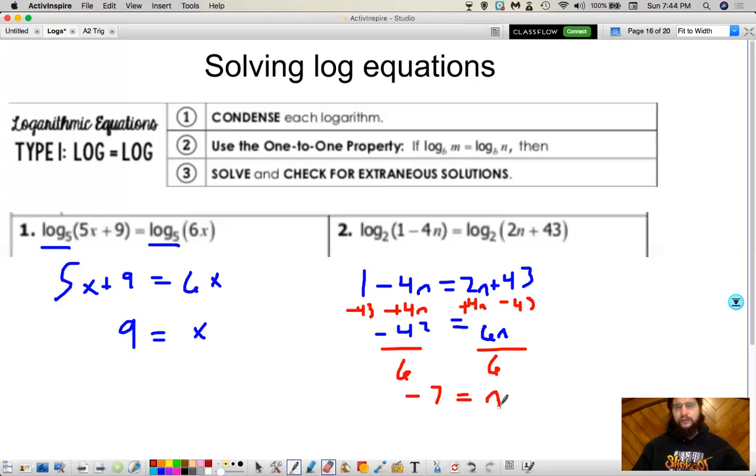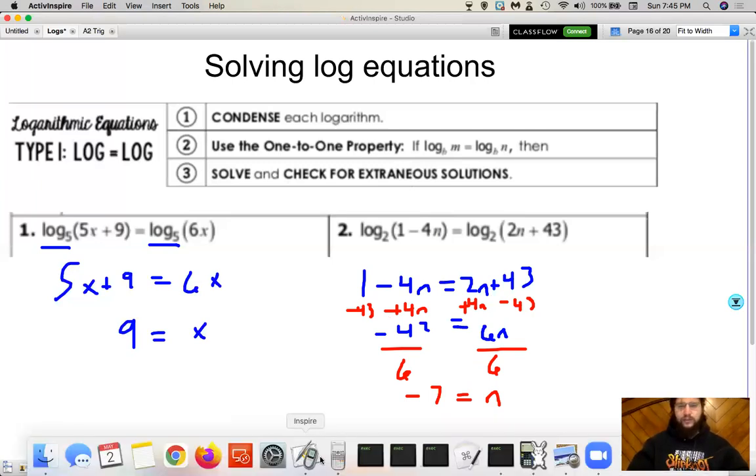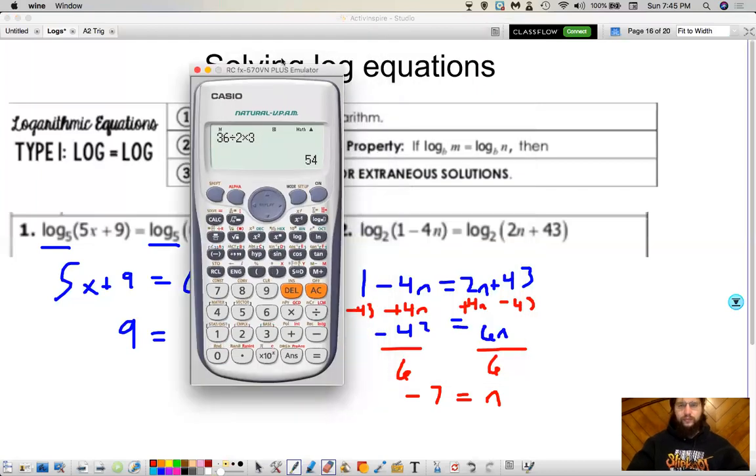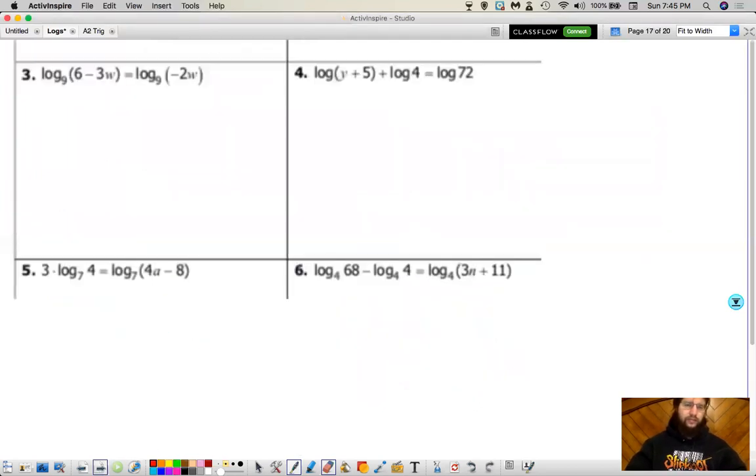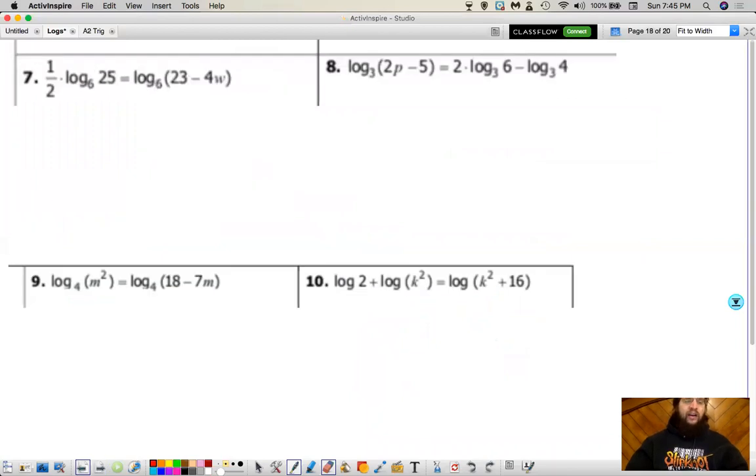All right, let's see. If I plug negative 7 into here, I get, I'm not sure, let's find out. 1 minus 4 times negative 7, 29. 2 times negative 7 plus 43, 29. We're good. It checks out. I'll definitely get all of these.